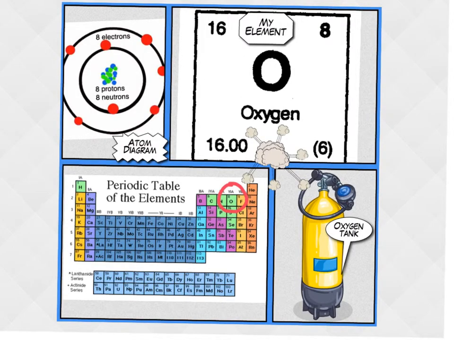This is what my finished comic looks like. I have 4 images that represent my element, the diagram, where it is on the periodic table, and a common use for my element. I do not want your text boxes or your bubbles to overlap your pictures so we can't see anything. Also, make sure that your pictures are not too big so that we can't see everything.